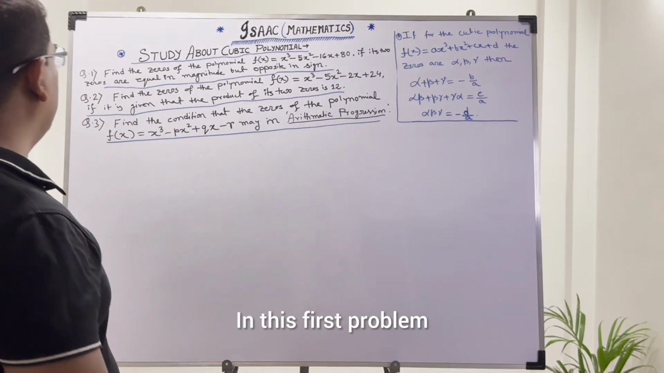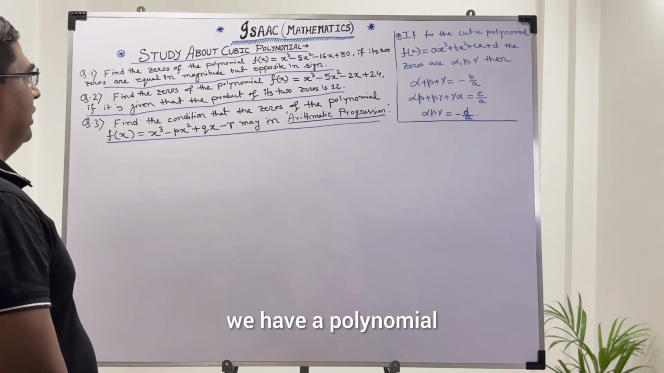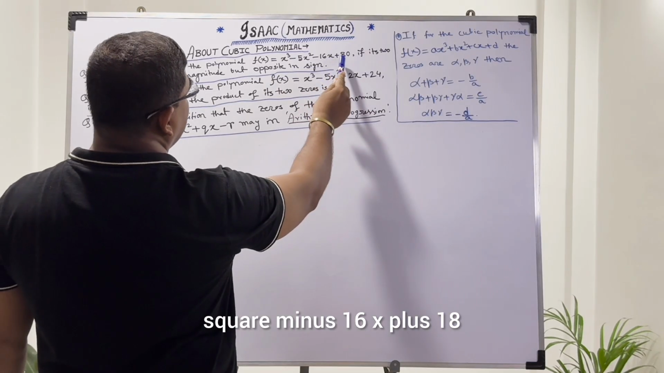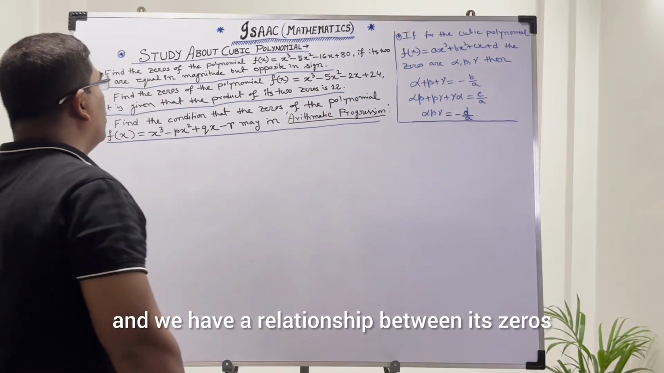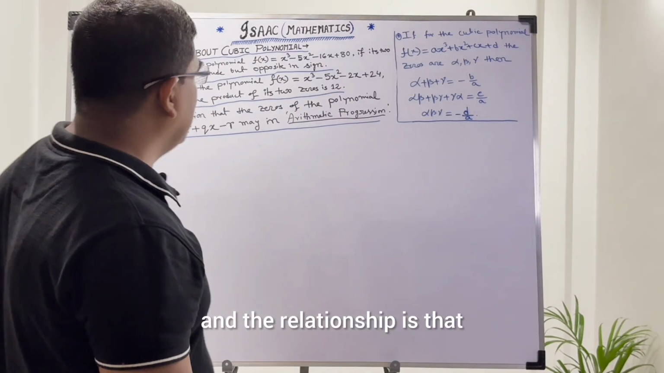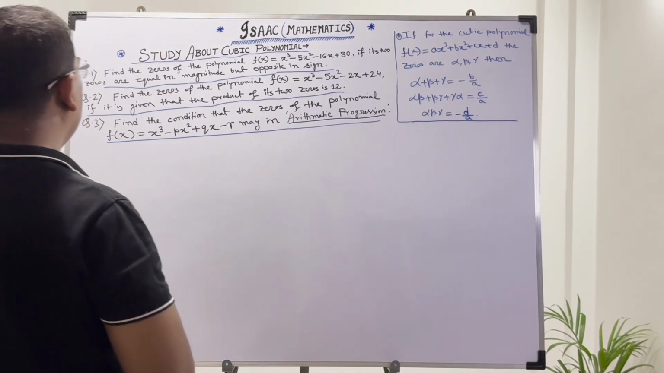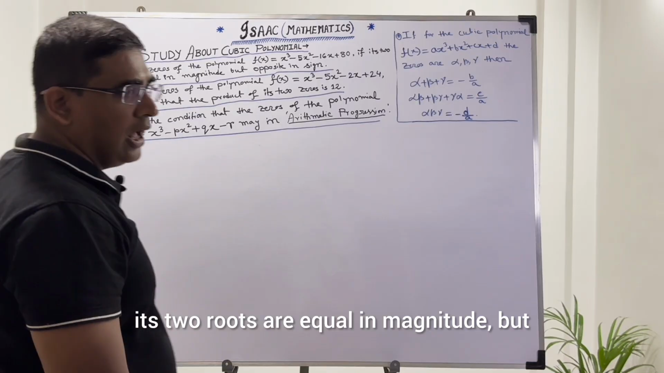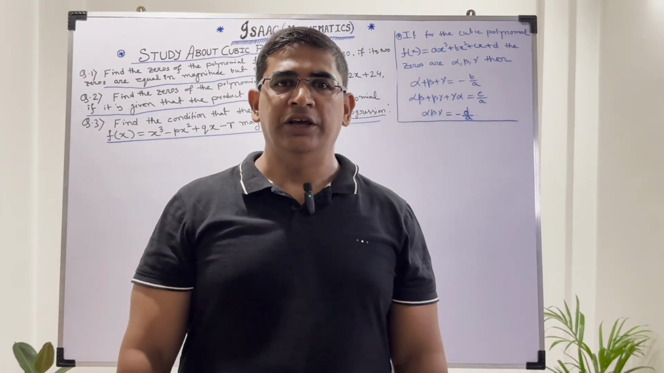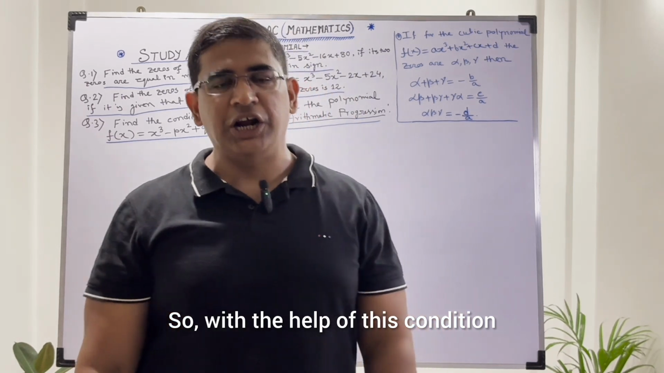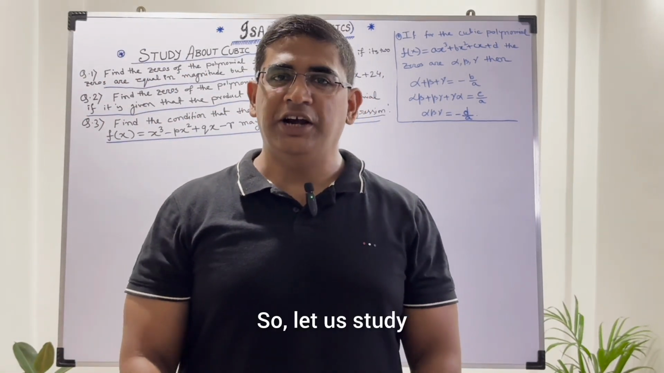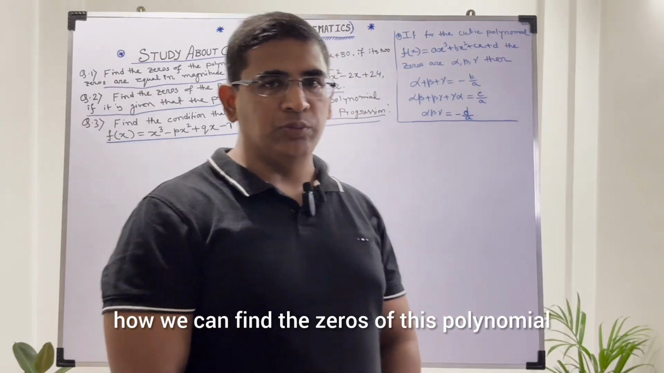In this first problem, we have a polynomial, that is f of x equals x cube minus 5x squared minus 16x plus 80, and we have a relationship between its zeros, and the relationship is that its two roots are equal in magnitude but opposite in sign. So with the help of this condition we have to find the zeros of this polynomial. So let us study how we can find the zeros of this polynomial.